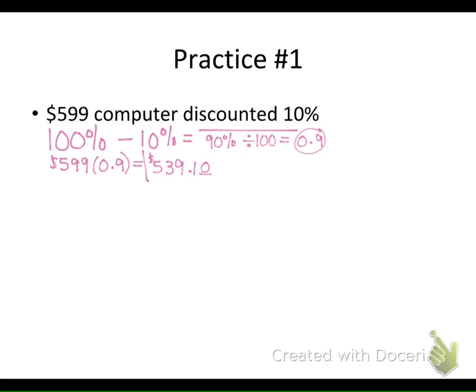So that's a pretty decent deal. So you got quite a bit of money off. I mean, it's still a $500 computer, but you got, what's 99 minus 39? Was it 60? So you still get $60 off a computer. I'd rather pay $539 than $599.